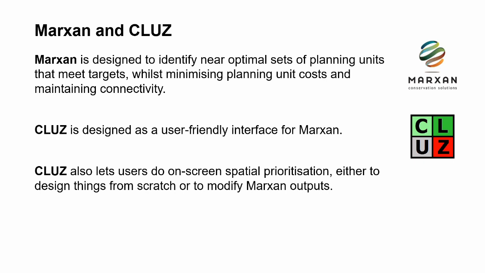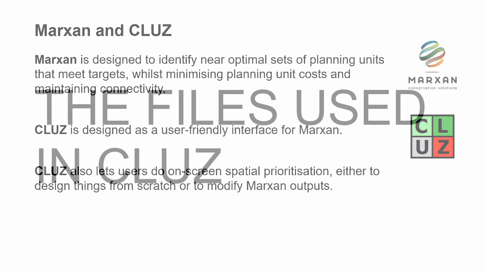And this normally involves using different software packages to identify the sets of planning units that meet the targets whilst minimizing planning unit costs and maintaining connectivity. And there's a whole set of different software packages available for this. And what I'm going to tell you about today is CLUZ, which is designed as a user-friendly interface for Marxan, which is the most widely used spatial prioritization software.